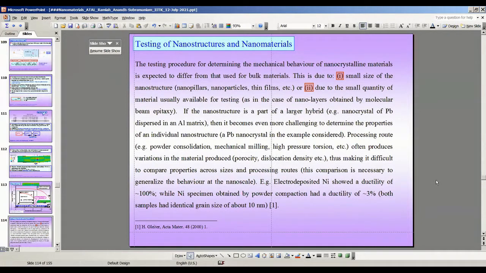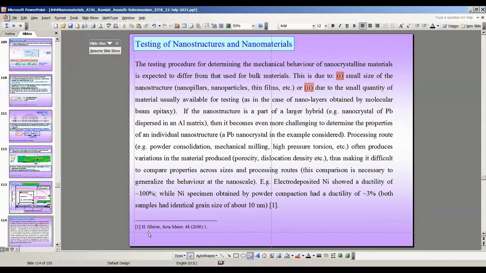One of the things you are bound to ask is, how do I test such nanostructures and nanomaterials? It's a very challenging thing, because when you test a nanomaterial, you may have to use a substrate. You may have to use a material where you did not know the porosity content, which contaminated your result.